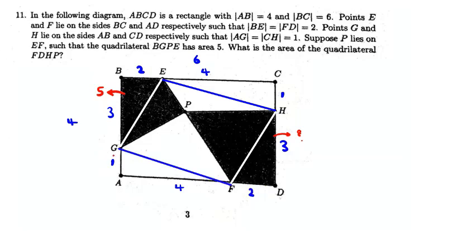Okay, so let's write the area of each one. It is 1 times 4 over 2, which is 2. It is 1 times 4 over 2, which is 2. This one, 5, is the whole of this quadrilateral. This one is 2 times 3 over 2, which is 3. This one is also 2 times 3 over 2, which is 3.